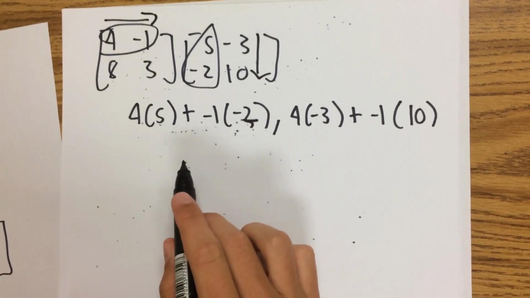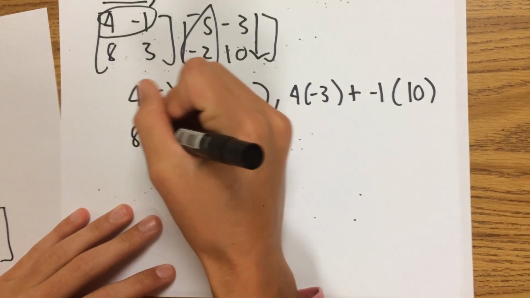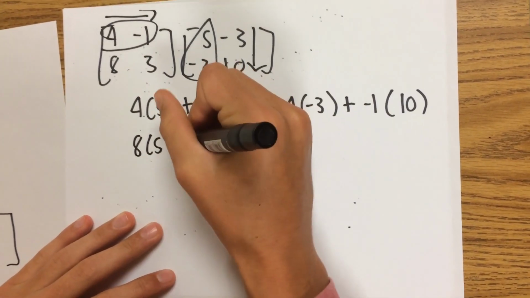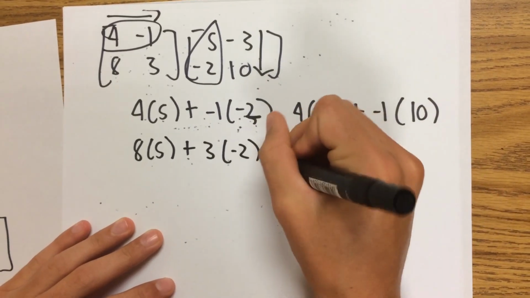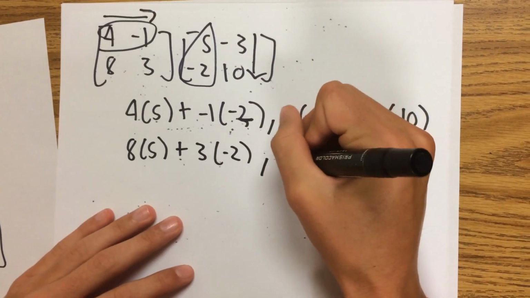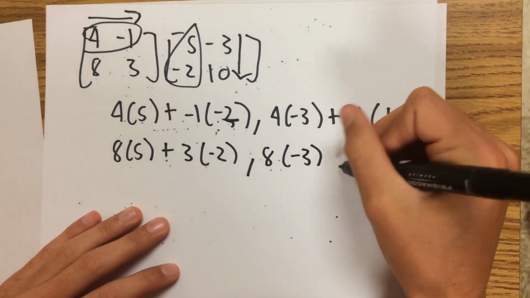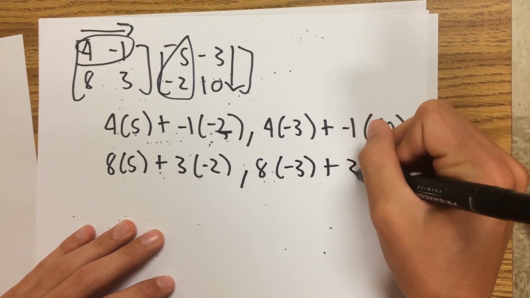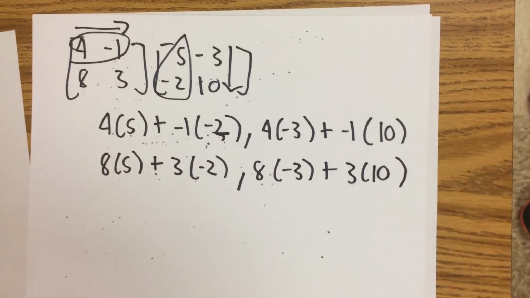Okay, for the bottom part, we're going to have 8 and 3. So we're going to do 8 times 5. Move down to the second position, 3 times -2. Then we're going to do 8 times -3. And then we're going to add and do 3 times 10. So after this it's just simple multiplication and adding.